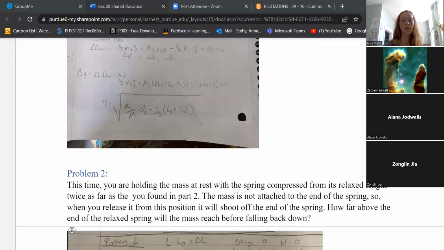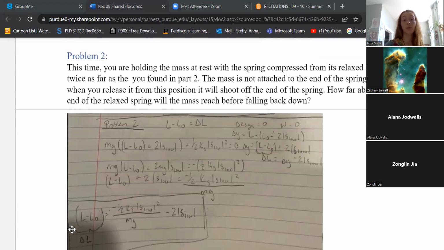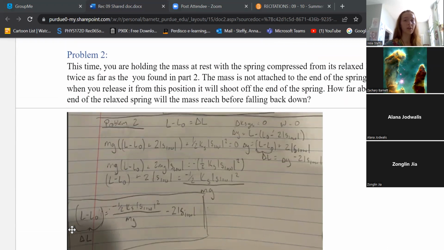Yeah, everything looks fine. And then problem 2, this time you're holding the mass at rest with the spring compressed from its natural length, twice as far as what you found in part 2. The mass is not connected to the spring, so once again, it shoots up, and then we have to find this new length that it reaches before falling back down.